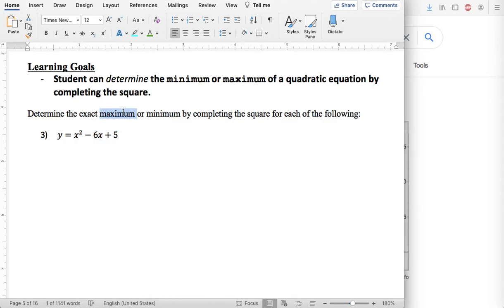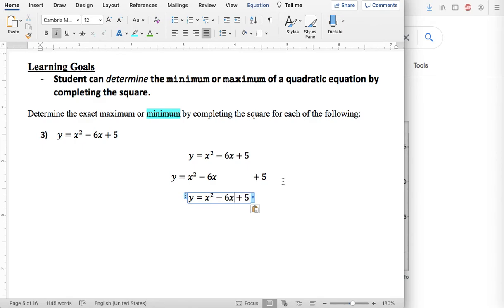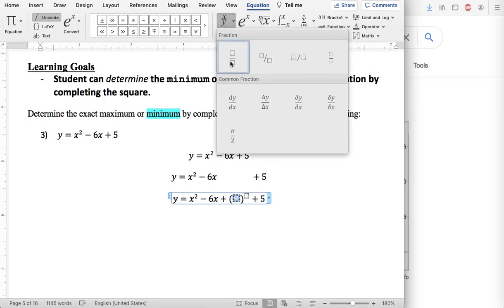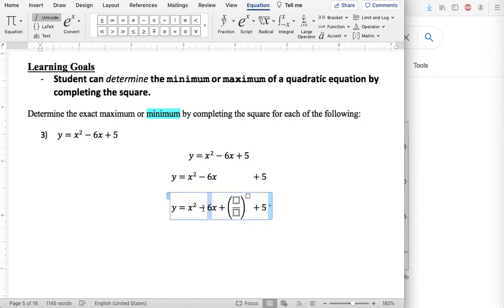First, I already know this is going to have a minimum. It has a positive leading coefficient, so this will look like the U and have a minimum. Okay, let's complete the square. First thing I'm going to do, I'm going to put some space here. In that space, I'm going to have plus, and I'm going to take that negative 6 divided by 2, squared. So I'm going to add that, and then I'm going to subtract that same thing.